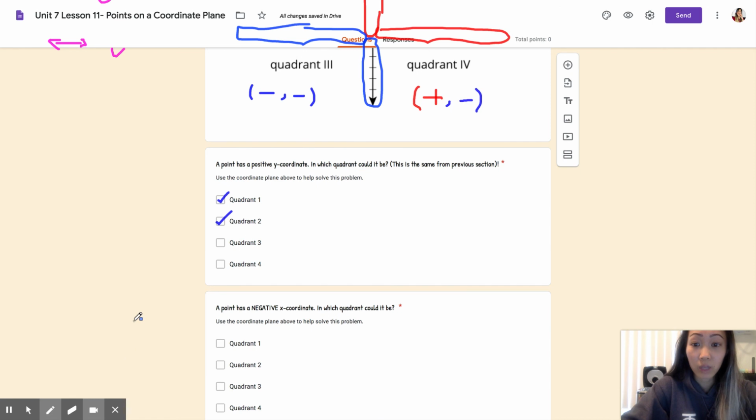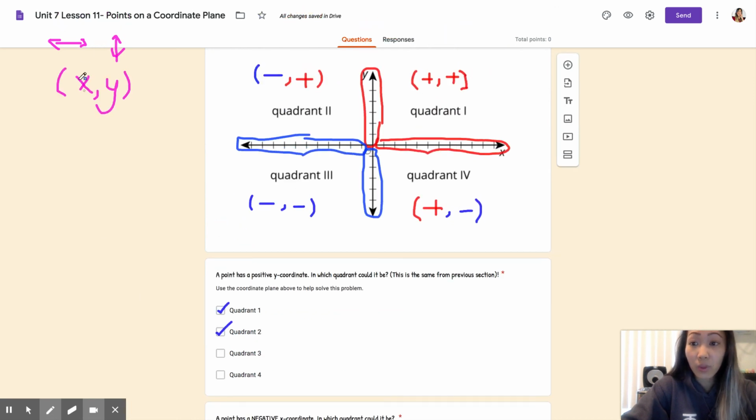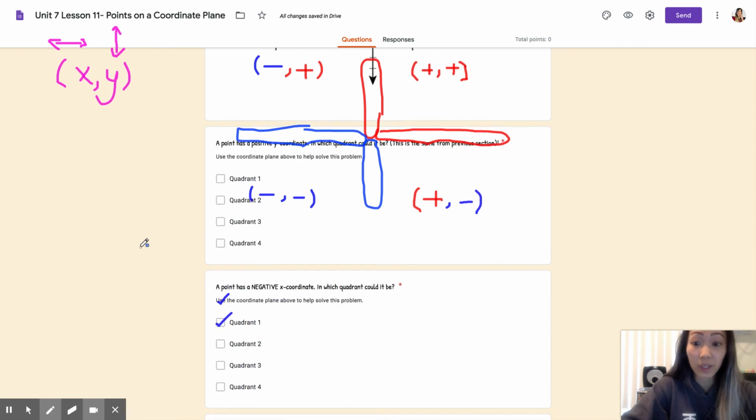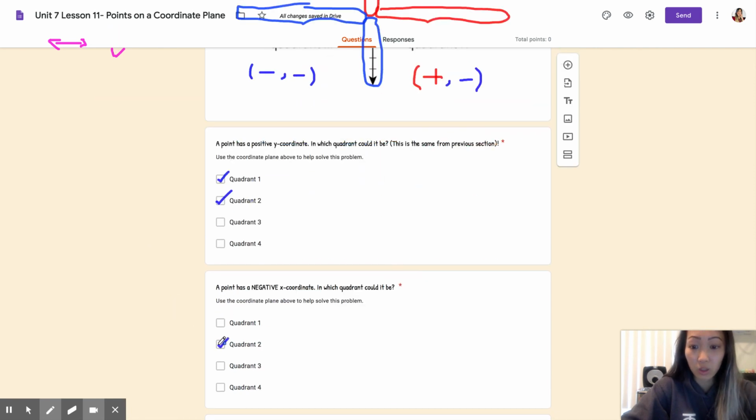So now I'm going to look at a point has negative x coordinates. What quadrant should it be? I know that the x coordinate is the first number. So we need to see which ones are negative. Let's start off on quadrant 1. Is the first coordinate a negative number? No. So it's not going to be quadrant 1. So quadrant 2, is this a negative number? Is it blue? Yes, so quadrant 2 is going to be an answer. So I'm going to check quadrant 2 for now.